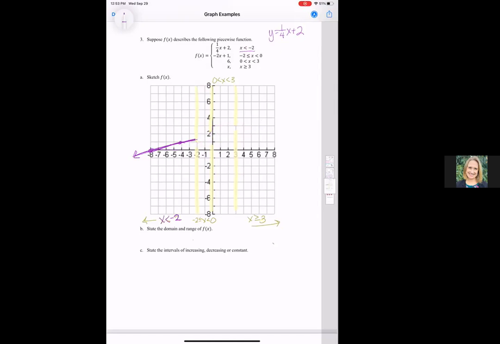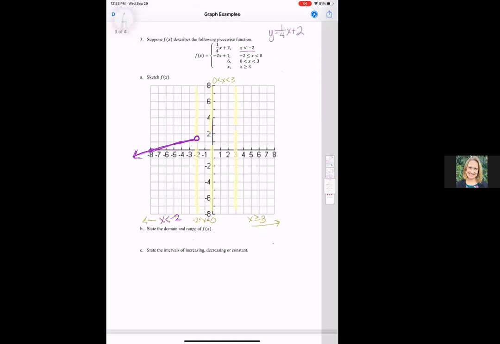Additionally, I want us to pay attention to whether this endpoint here is an open circle or a closed circle. And if we look at our domain, it says x is less than -2. So that means it's this open circle. And so this first part here, it looks just like that. Now I'm going to do the same. I'll use green for the next one.